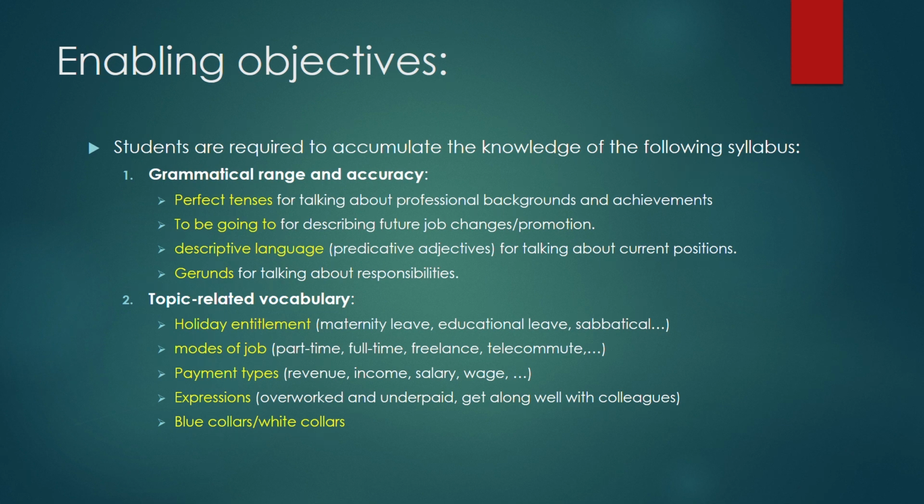We have payment types. So revenue, income, salary, these are different sorts of earnings. If you work as a full-time employee, then you are going to have a salary at the end of each month. If you work on projects, probably weekly you will be paid, so it's your wage.